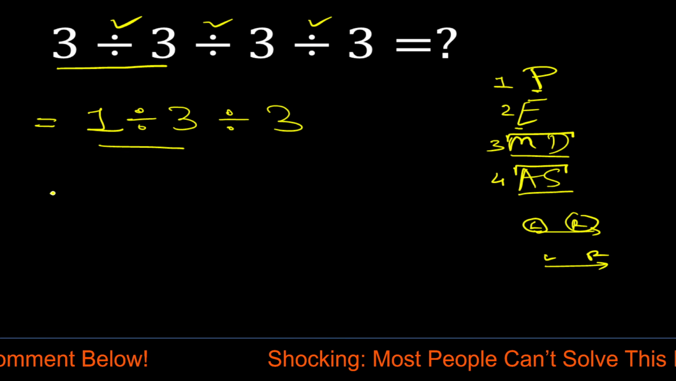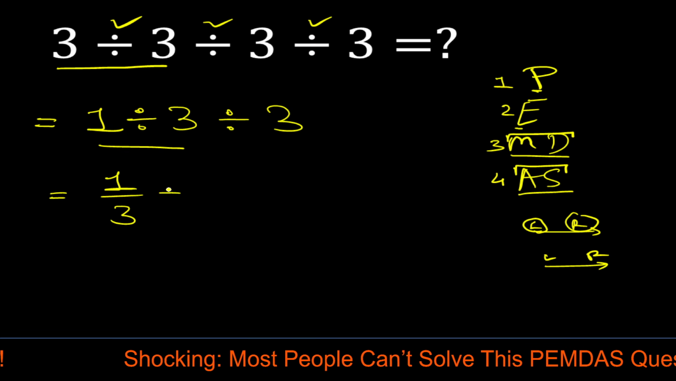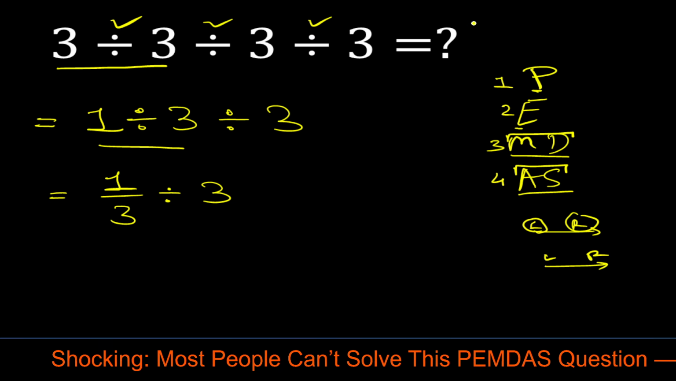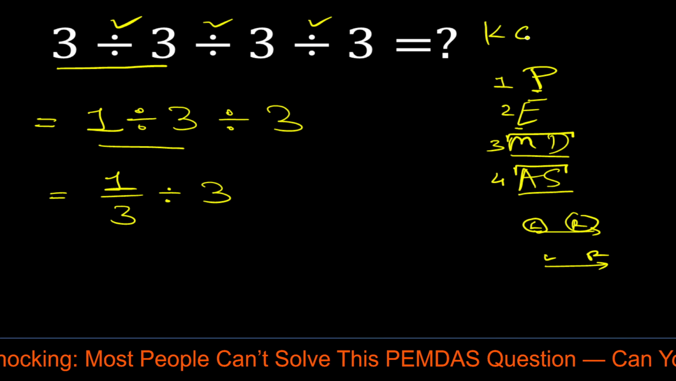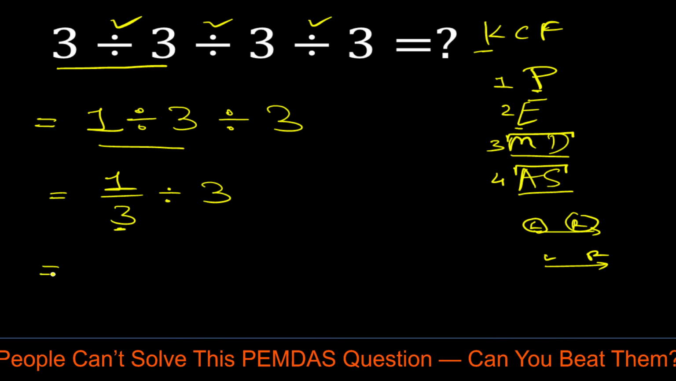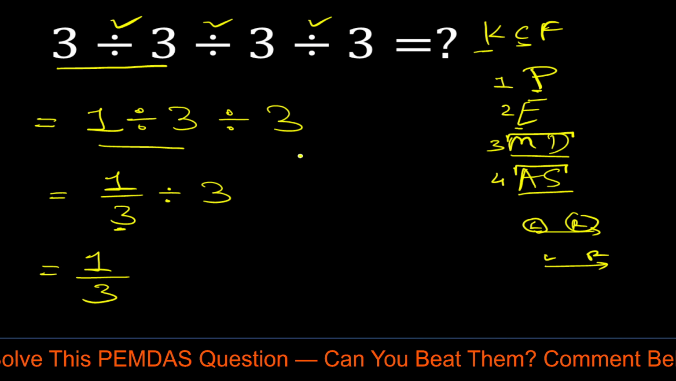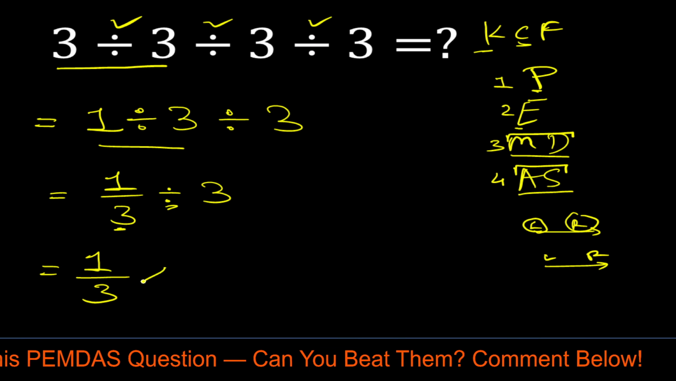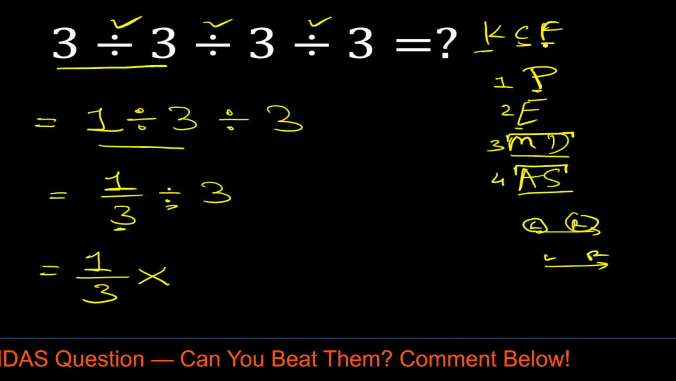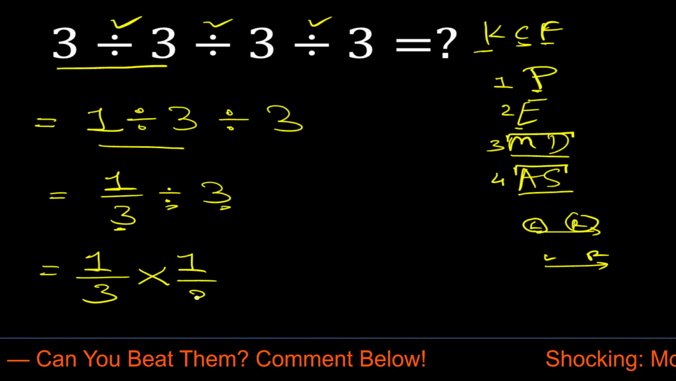Now 1 divided by 3 can be written as 1 upon 3 divided by 3, right? Now according to KCF rule, K means keep this first fraction, 1 upon 3, as it is the same. Then C means change this sign from division to multiplication. Then F means flip this 3, which is equal to 1 upon 3, right?